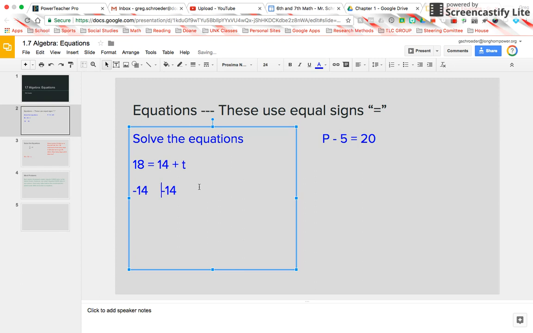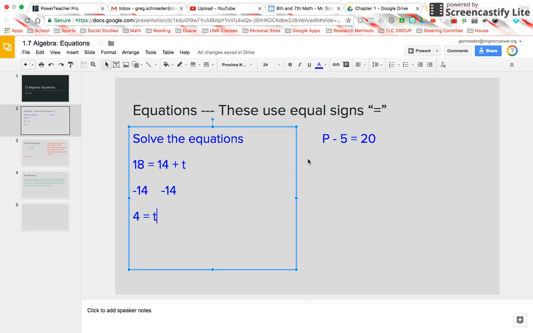Okay, so I'm going to take 14 from both sides, and then as I move on, it says 18 minus 14 is 4. Now that's going to equal t, and that gives me an answer. Okay, so I've solved for the variable. Now I can go back and check also, and I can say, all right, well, 14 plus 4, does that equal 18? Well, 14 plus 4 does equal 18, and so I'm set.